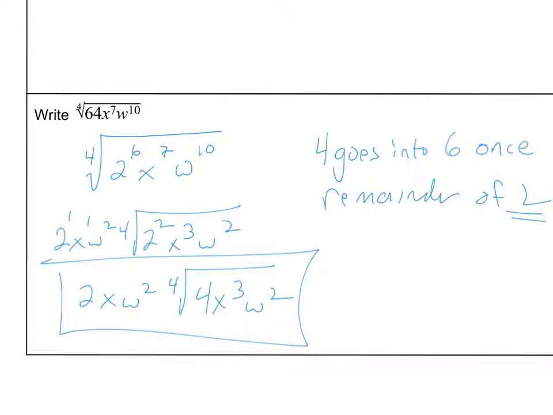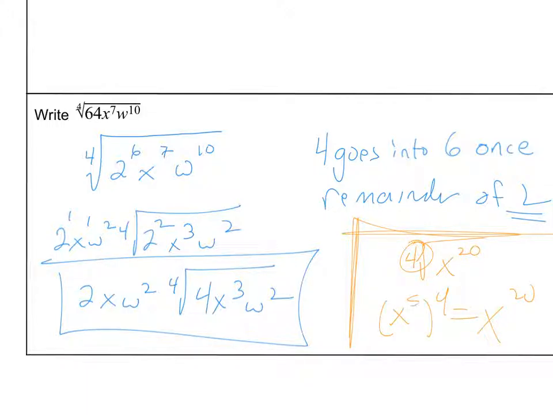Like, for example, when we were talking about things like the fourth root of x to the 20th. And we know that a fourth root means multiply something by itself 4 times to get x to the 20th, and x to the 5th is what makes sense. So that would be x to the 5th. It's taking that power, dividing it by that power. And if it doesn't go in evenly, the remainders remain inside.